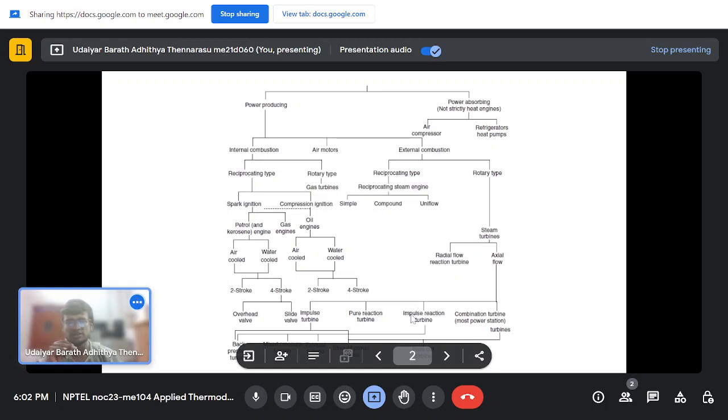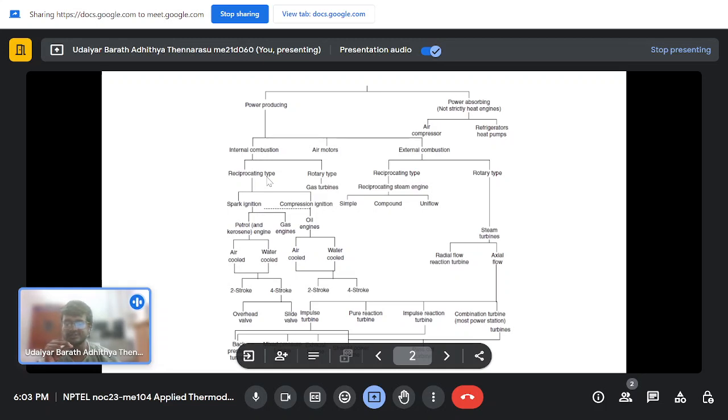Both internal combustion and external combustion engines can be of rotary type or reciprocating type. Because we will be looking at internal combustion engines this week, it could be of reciprocating or rotary type. In rotary type, you have gas turbines or aircraft engines. Those are internal combustion, and you have turbines inside. The other is the reciprocating type, which we'll be seeing this week.